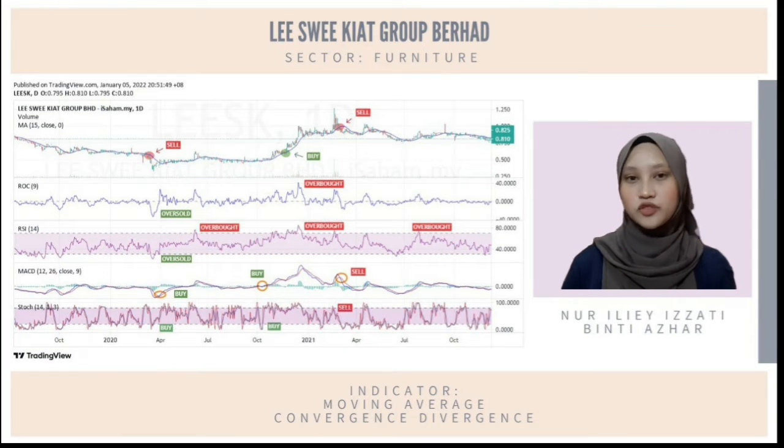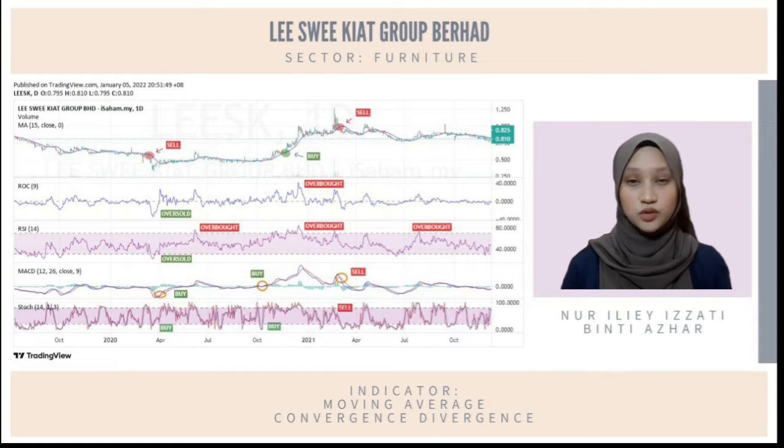Next indicator is moving average convergence divergence. You can see a bullish trend that refers to a buy signal on 31st March and 12th October 2020 where the MACD line crosses above the signal line. As for 4 March 2021, it shows a sell signal where the MACD line crosses below the signal line. Traders should sell the stock immediately before the price drops as it shows a bearish trend.